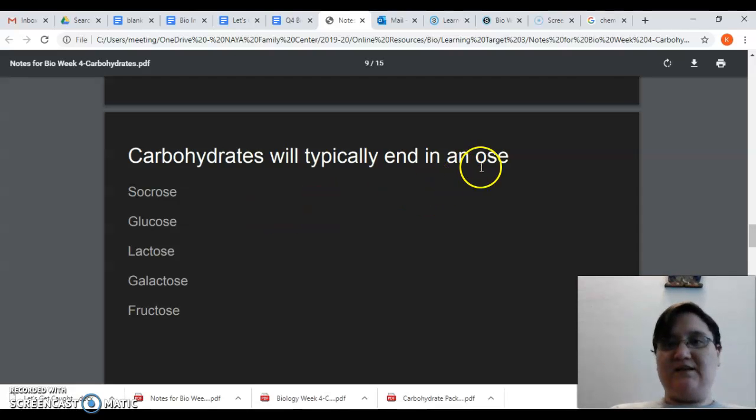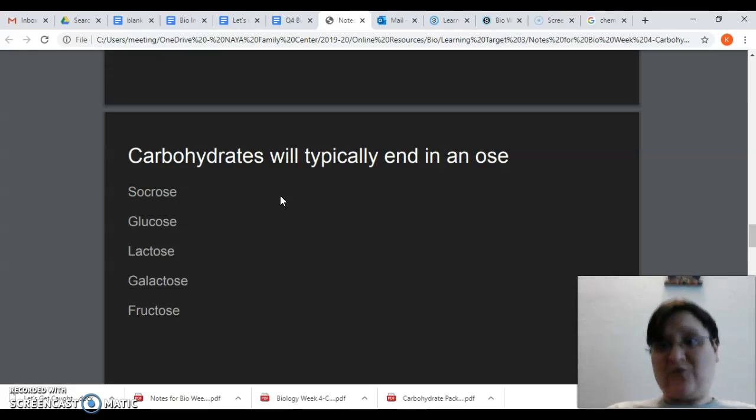Carbohydrates will typically end in OSE. For a quiz, if it says like, which of the following are not carbohydrates, and you have 3 that end in OSE, and then another one that doesn't, pick the one that doesn't, because I'm not going to trick you, right? Most of all the carbs end in OSE, so sucrose, glucose, lactose, galactose, fructose, all the O's.